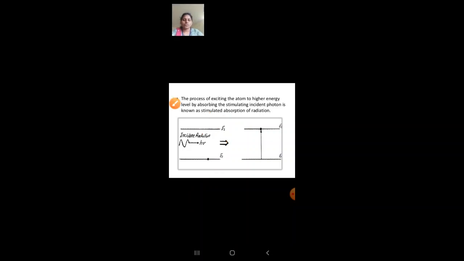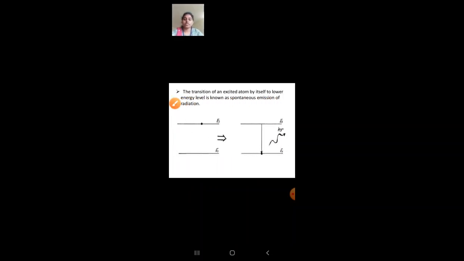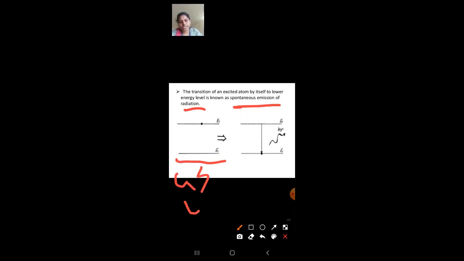And we will discuss the second topic, that is spontaneous emission of radiation. The transition of an excited atom by itself to a lower energy level is known as spontaneous emission of radiation. Here we will see this picture. This is again the ground state or lower energy state, and this is the higher state or excited state.